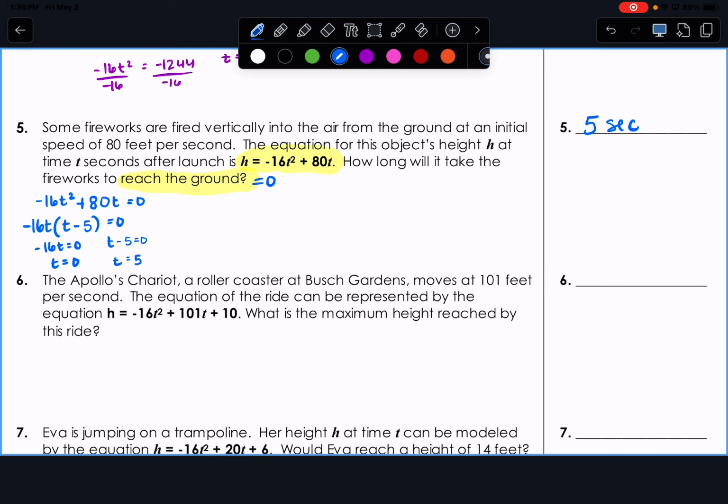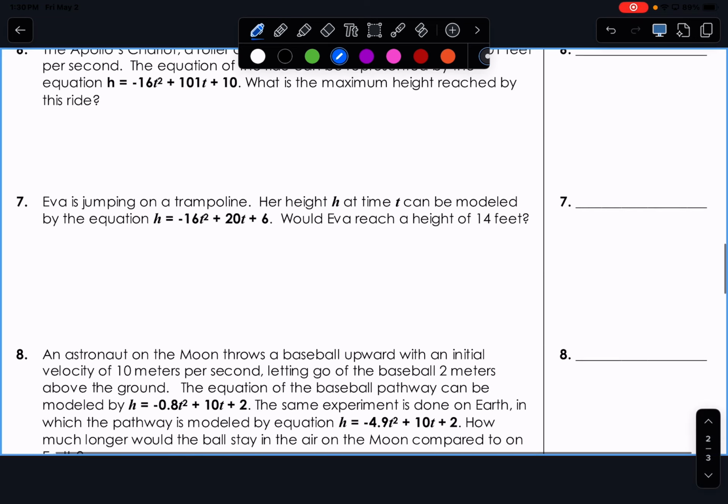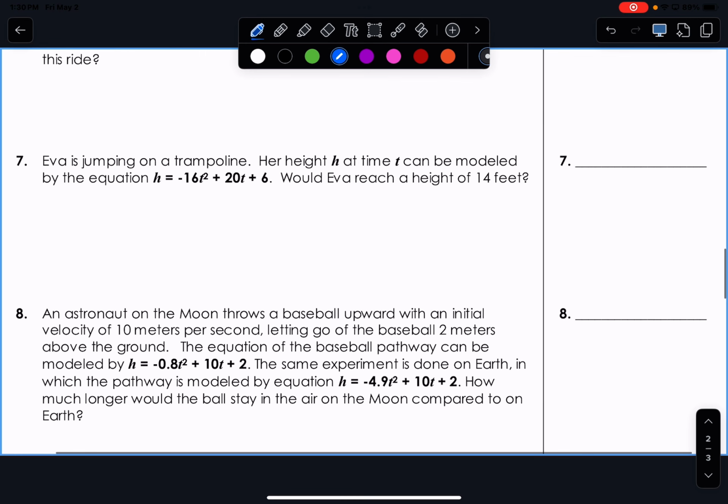From here, we're going to look at number 7. This one's worded a little bit differently. It says Eva is jumping on a trampoline. Her height h at time t can be modeled by this equation. Would Eva be able to reach a height of 14?